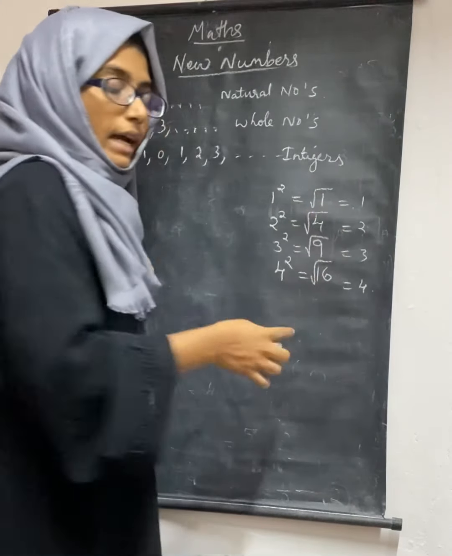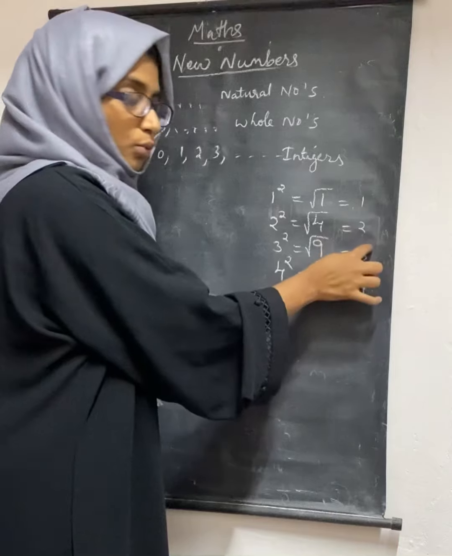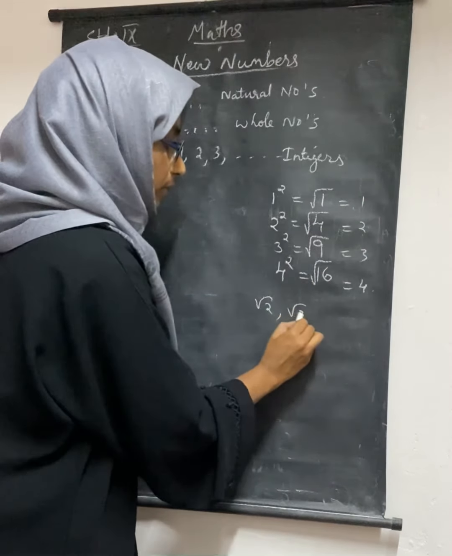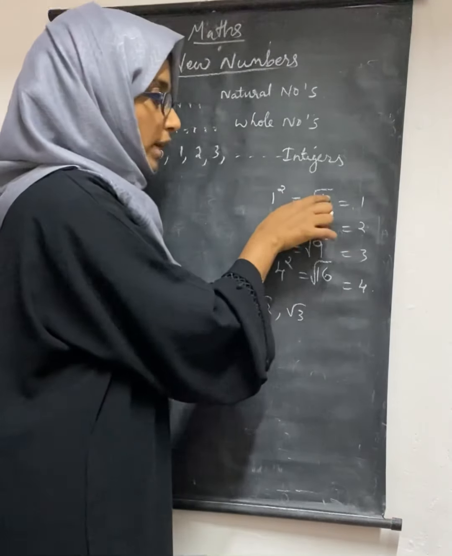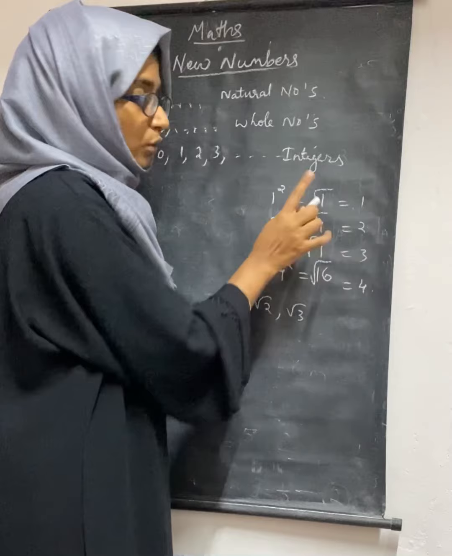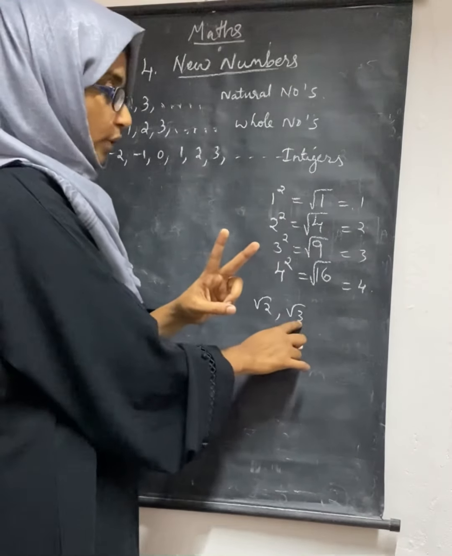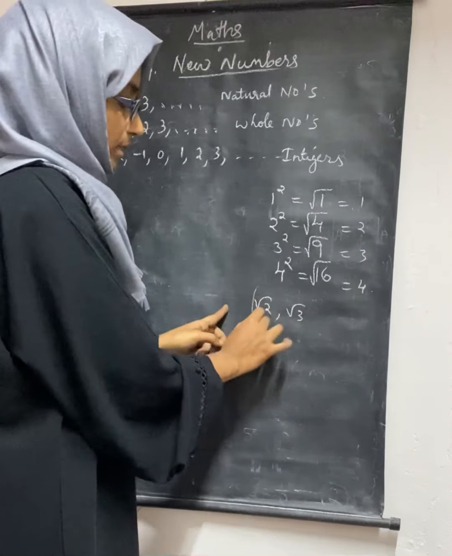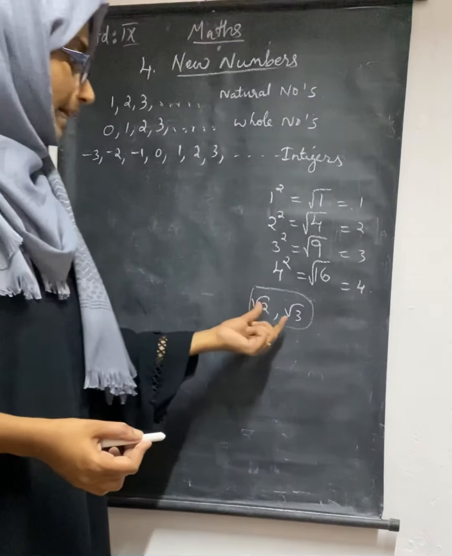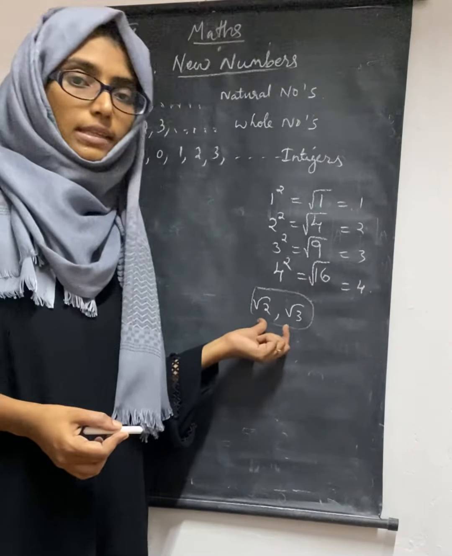Now listen here, square root of 1 and square root of 4. For these two numbers we have the perfect answers, 1 and 2. Now what about square root of 2 and square root of 3? Square root of 1 we got the answer, square root of 4 we got the answer, but in between two numbers are there, no? Square root of 2 and square root of 3. Whether these numbers have a perfect value. So that is the thing we are going to study in this chapter.